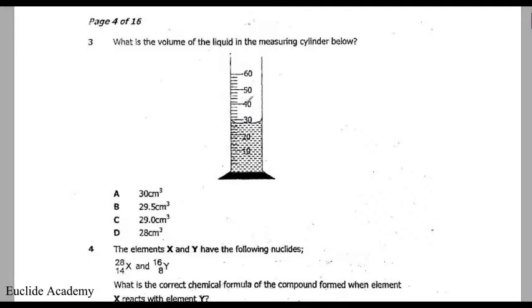How many divisions do we have in between 30 and 40 here? You can see how many we have. We have 1, 2, 3, for 5 divisions, so each division is a 2. So from 20, we see that we are exactly on the last division, so this should be 28. That should be D as our answer. So D should be our answer here.